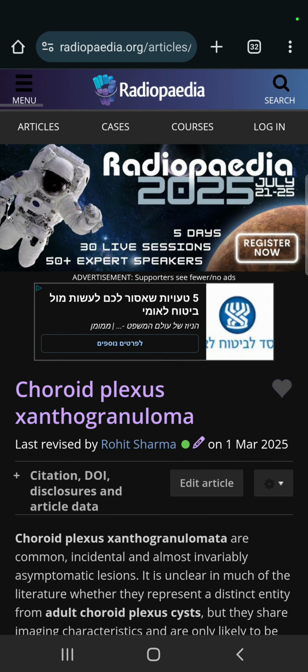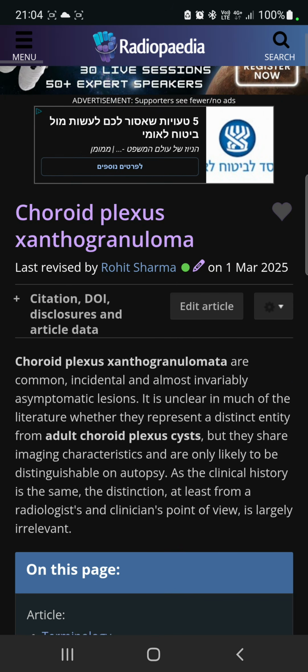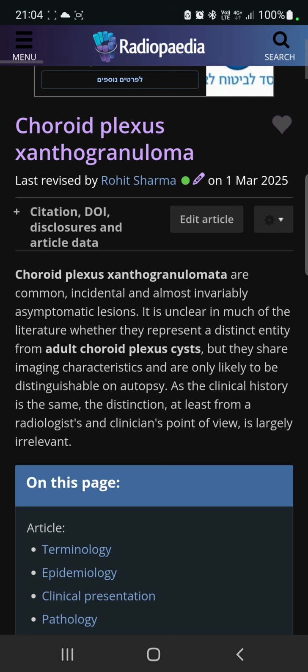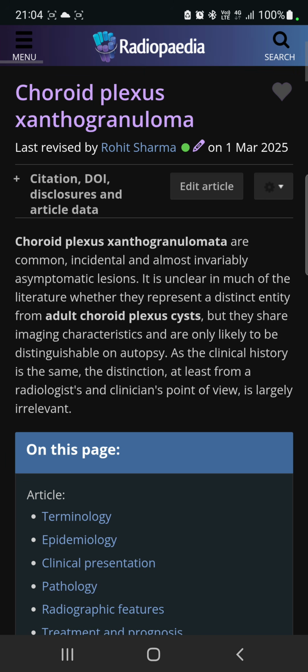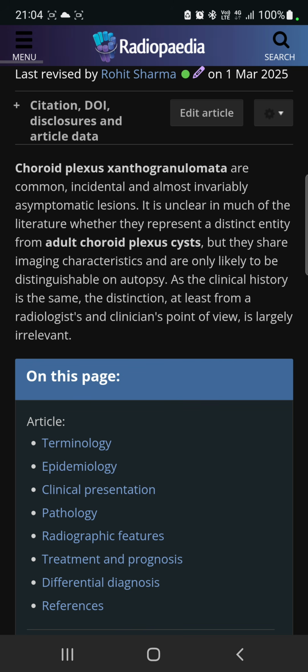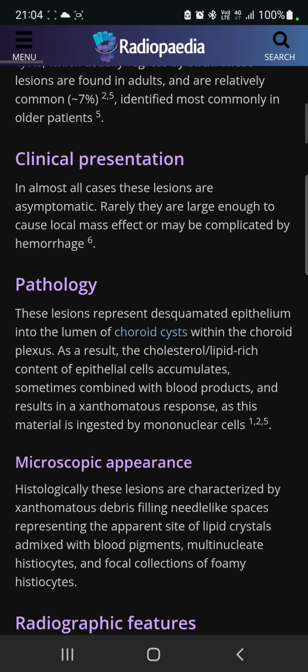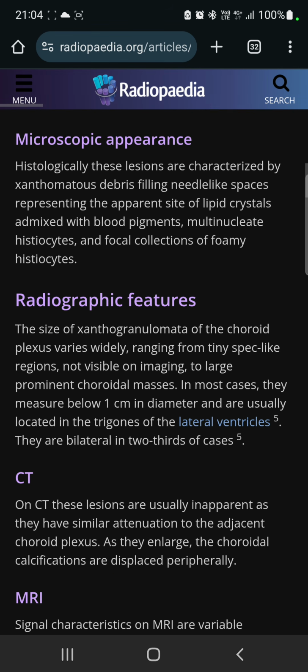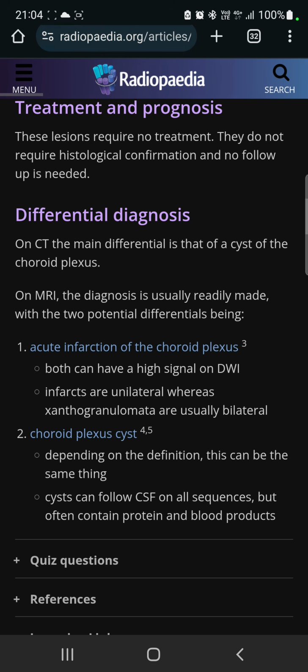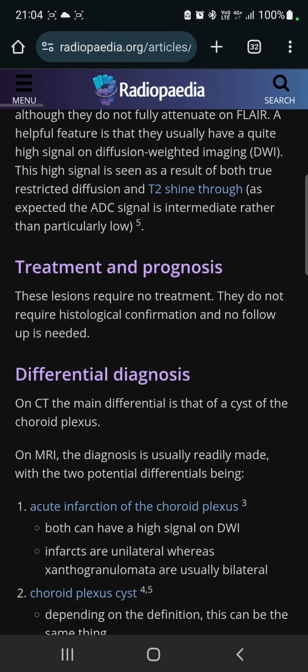So the idea is to talk about choroid plexus xanthogranuloma, which, as Radiopaedia explains, it's not really clear if it's distinguished from adult choroid plexus cysts, but it doesn't really matter, because either radiologically or clinically, there is not much difference in the prognosis, treatment, and so on. So choroid plexus xanthogranuloma, as you can see, the treatment is no treatment.